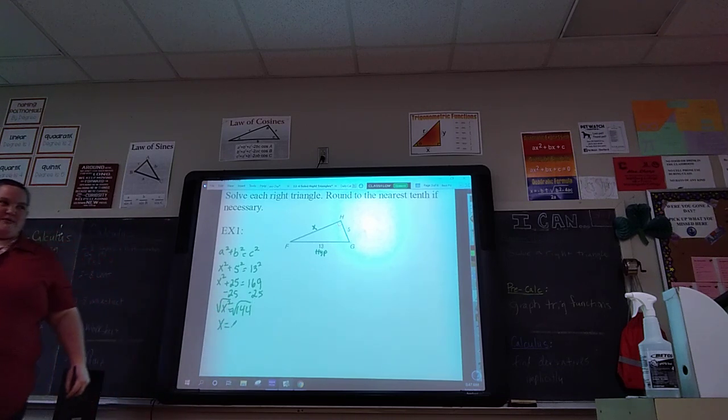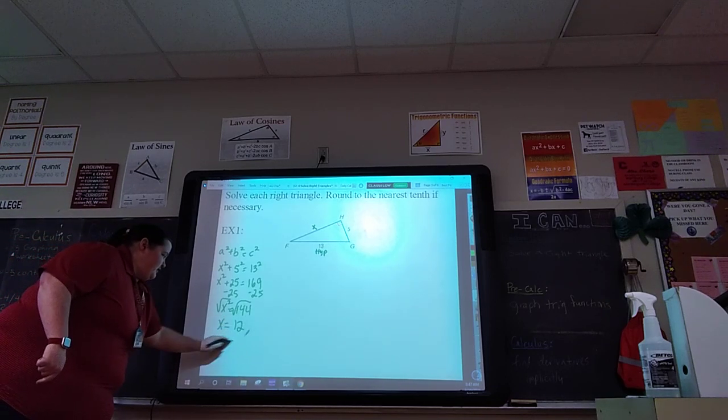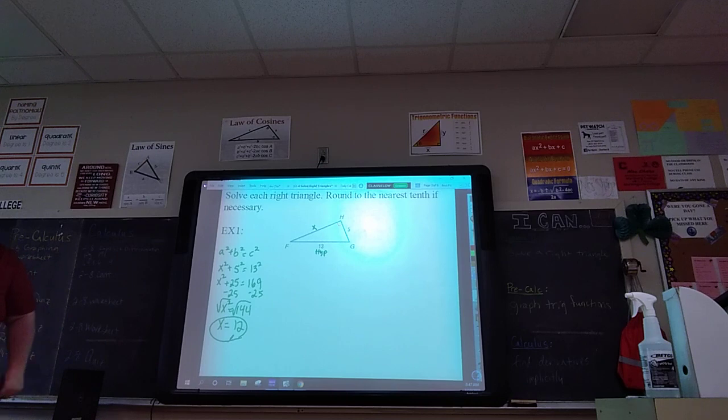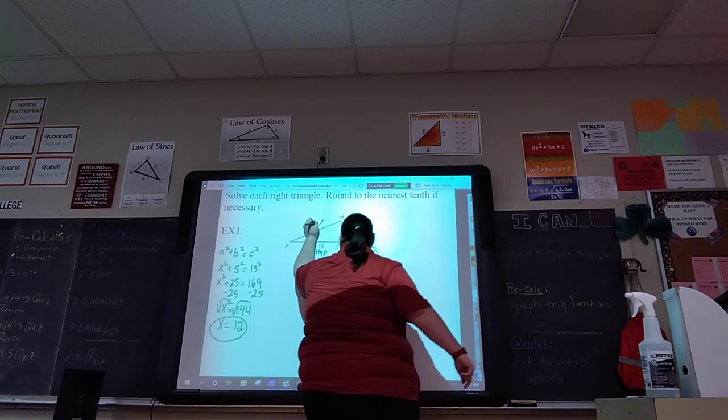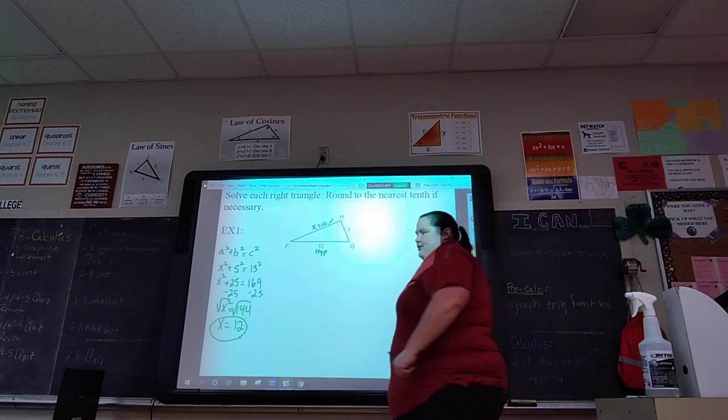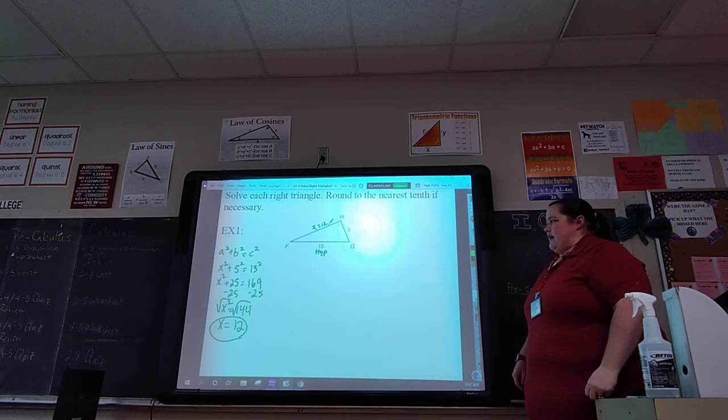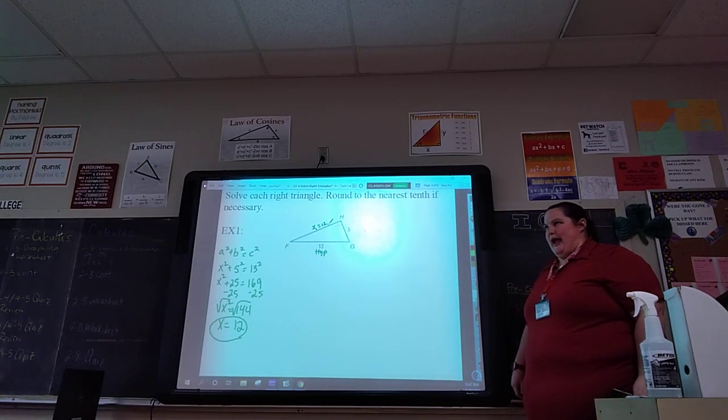That's nice to see on this first example, because what's the square root of 144? 12. Yeah. So we've already found one side. And if you want to, you can label it up here on the triangle now. So now we know all three sides. So now we just need to do a little bit of work to find the two angles that we have.